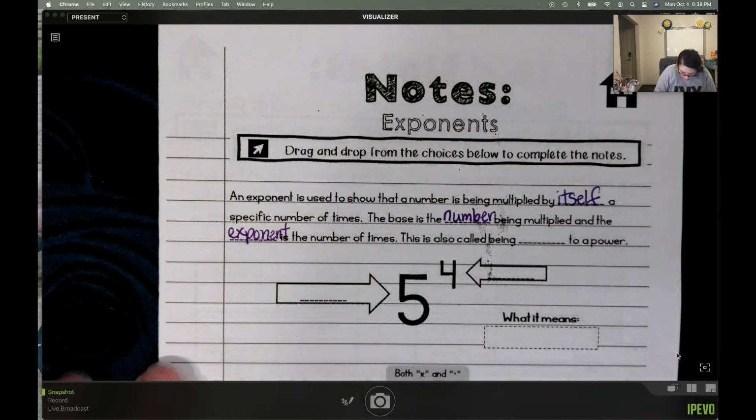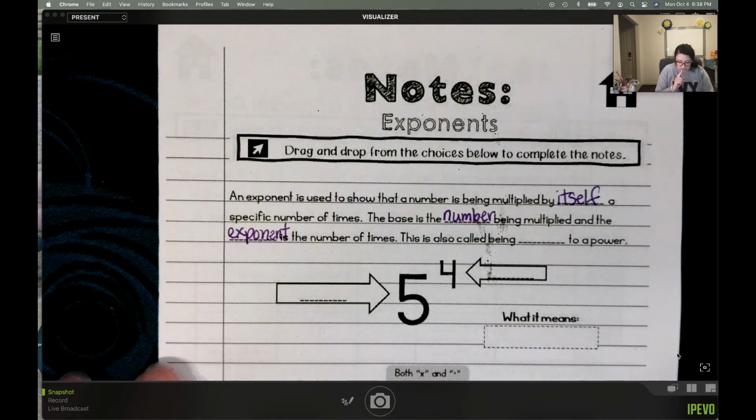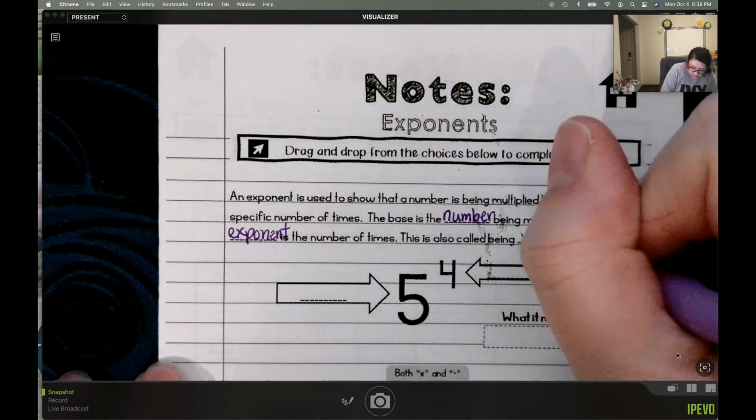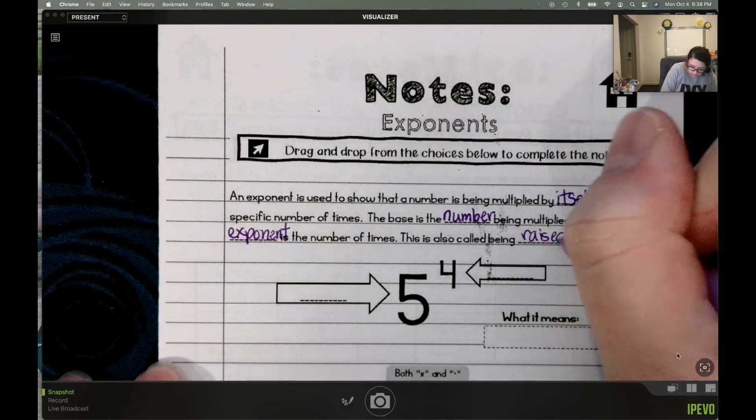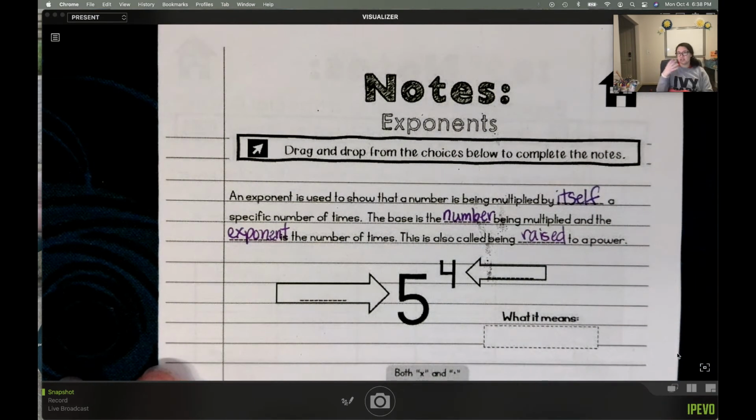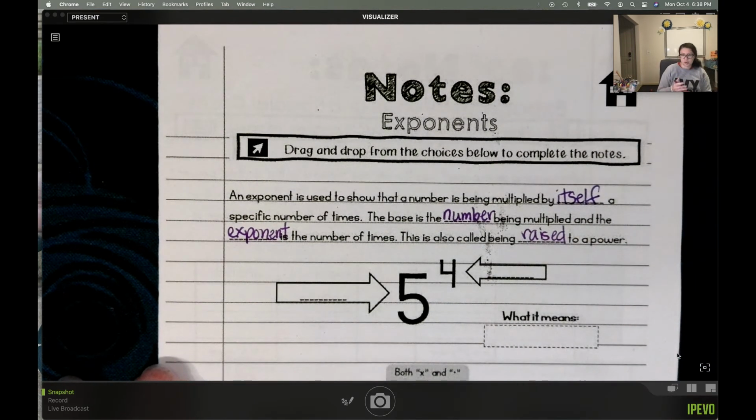Oops. Oh wait, no, that was right. Where's it at? This is also called being raised to a power. And we'll get into how we say these different exponents later.